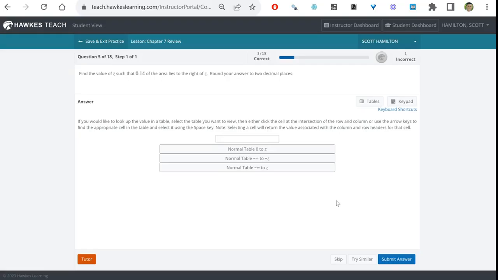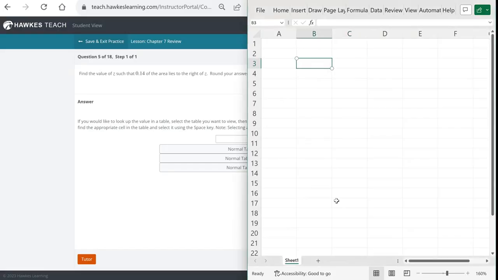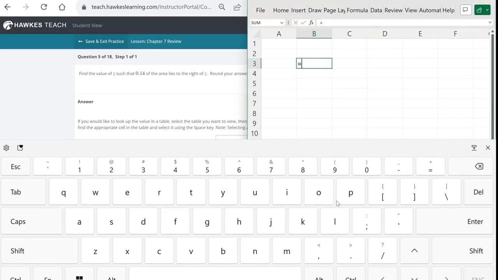So in order to get the area to the right, we have to do a couple of different manipulations. Here, it's already giving us the area, and we need to realize that is the top of our distribution curve, but the table is going to give us the bottom of our distribution curve. So one thing that we can do is subtract that 0.14 from 1. I'll show you that here in this B3 cell. I'm starting my equation, 1 minus 0.14, and that gives me a value of 0.86. So that's the value that's going to be on the table.